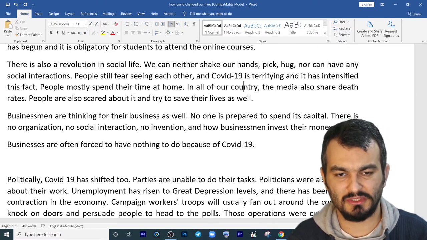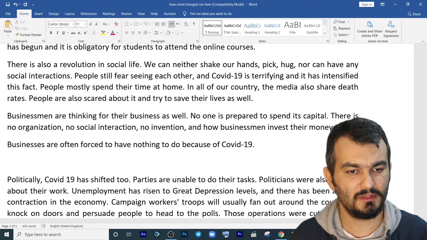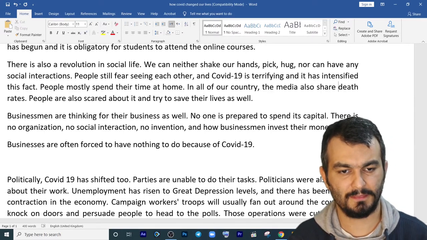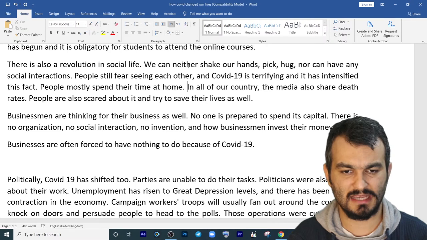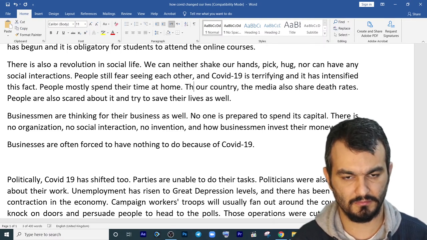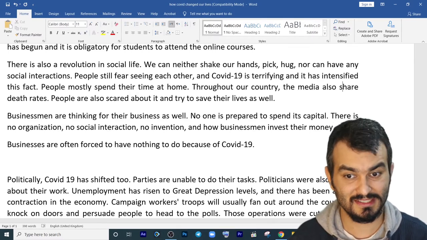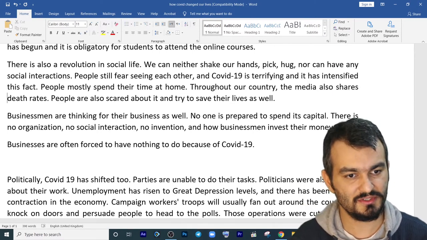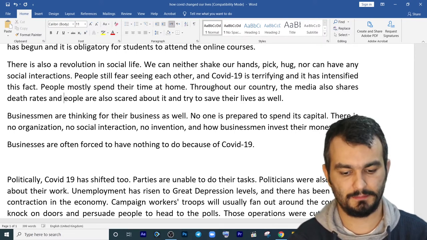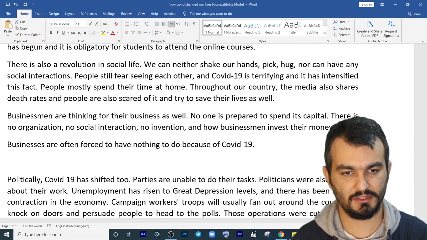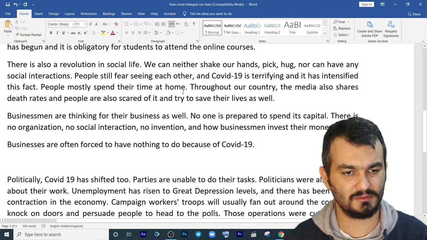In all of our country, the media also shared deaths rate. Okay, death rates. People also are also scared about it and try to save their lives as well. Okay, you can say throughout our country, the media also shares, media is it, right? Shares death rates and people are also scared of it and try to save their lives as well. All right, that is acceptable.